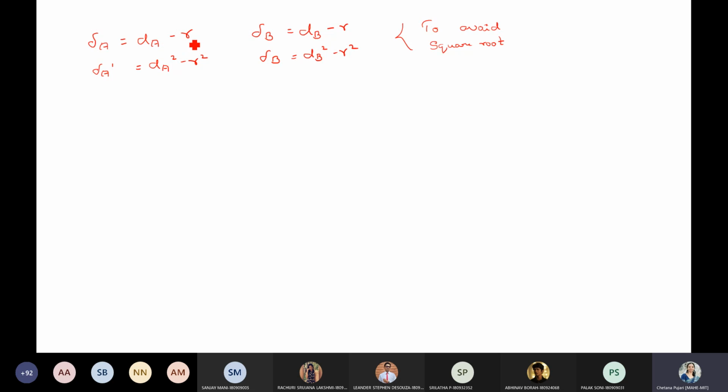So delta A is dA minus R, where dA is the distance between the center and the point, and R is your radius. And as you know, A is outside the boundary, hence dA minus R will give you a positive value. And delta B is equal to dB minus R, where dB is the distance between the center and the point B. We have seen that point B is inside the boundary, and R is the radius of the circle, so this will give you a negative value because dB is inside the boundary, and the other will give us a positive value.